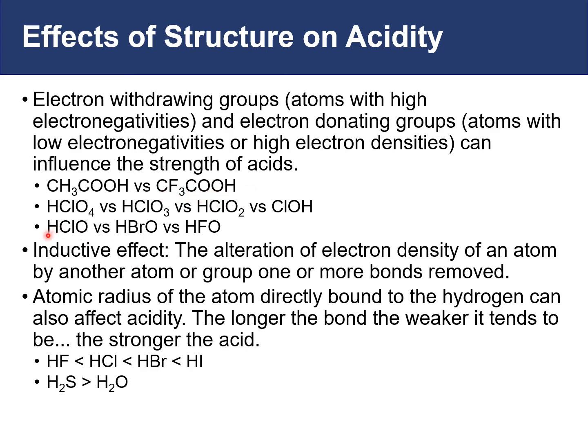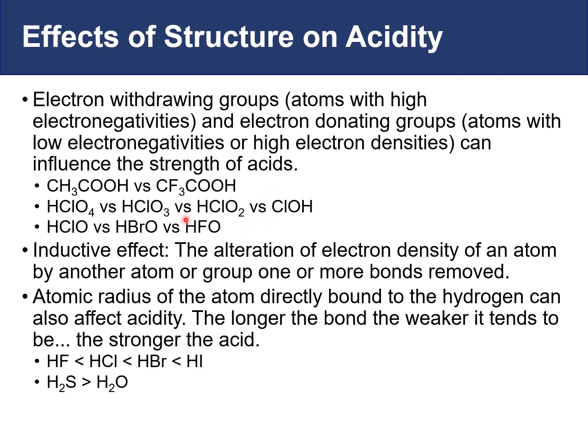We could look at perchloric acid, chloric acid, chlorous acid, and hypochlorous acid. And we will look at examples of these in one of the subsequent slides. The hydrogen is bound to an oxygen. That oxygen, in each case, is bound to chlorine. But the difference between these four oxyacids is what is bound to the thing that is bound to the oxygen, which is bound to the hydrogen.